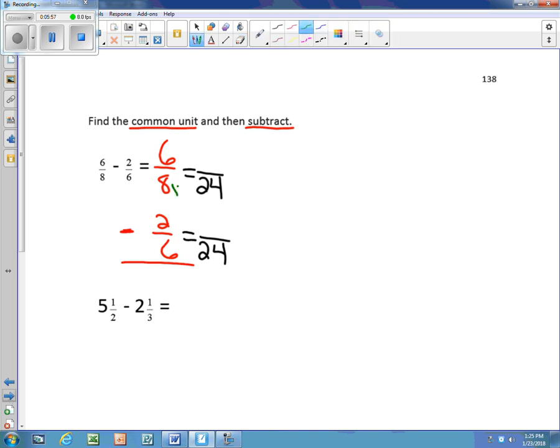So we know that this is going to be 8 times 3, so that will be 6 times 3. And this will be 6 times 4, so it will be 2 times 4. And we're going to fill in our numbers, and this gives us 18, and this gives us 8. And when we subtract these two numbers, we end up with 10/24.